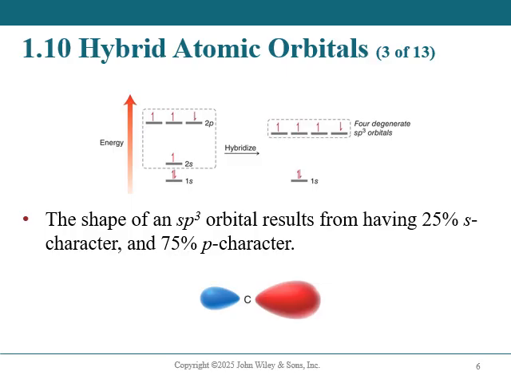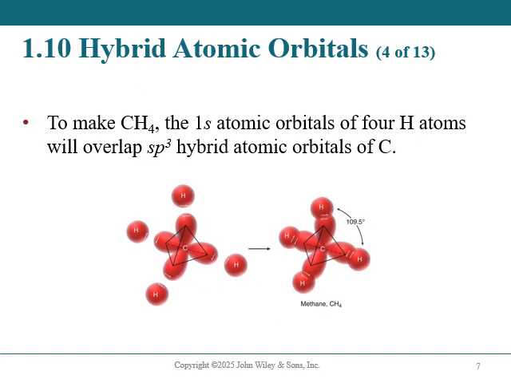The shape of an sp3 orbital results from having about a quarter s character and 3/4 p character, and it looks like this. It's actually much closer in appearance to a p orbital than an s, but that's because of that 25-75 split. To make methane, CH4, the 1s atomic orbital of 4 hydrogen atoms will overlap with the sp3 hybrid atomic orbitals of carbon. The resulting structure is the one you see here. You have 109.5 degree separation between your bonds. That's the maximum you're going to get based on VSEPR. We're going to get into that in just a second. And that's pretty much it.